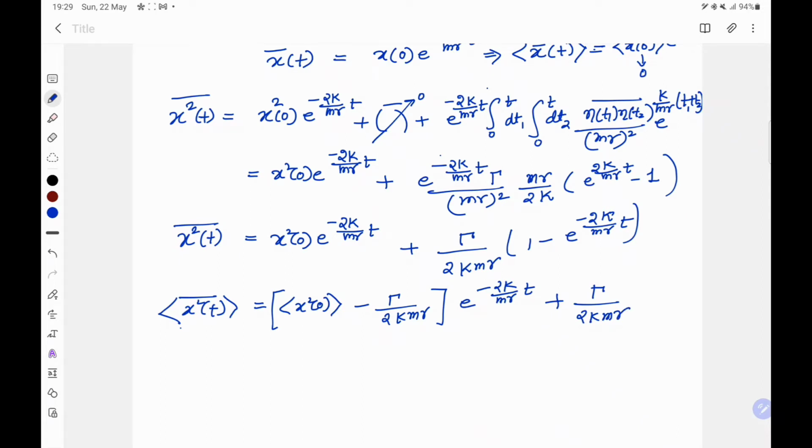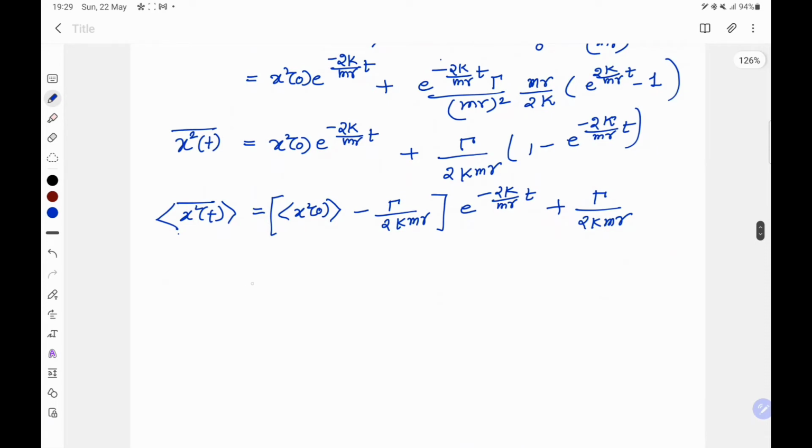Now the question is, what is this x0 square average eventually? Should it depend on time? Since we are saying that we are in thermal equilibrium, this eventually has no time dependence. So for this thing to vanish, we will have this term 0. So x0 square average is gamma over 2 kappa m gamma.